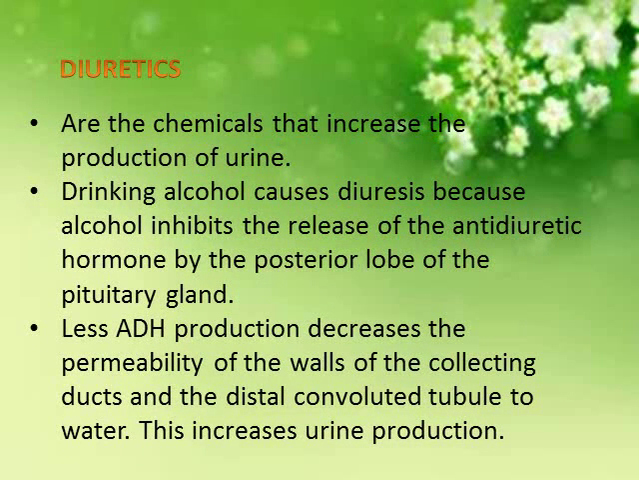Diuretics are the chemicals that increase the production of urine. Drinking alcohol causes diuresis because alcohol inhibits the release of the antidiuretic hormone by the posterior lobe of the pituitary gland. Thus, with ADH production decreased, the permeability of the wall of the collecting duct and the distal convoluted tubule to water decreases. This increases urine production.